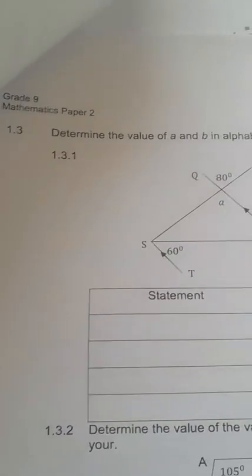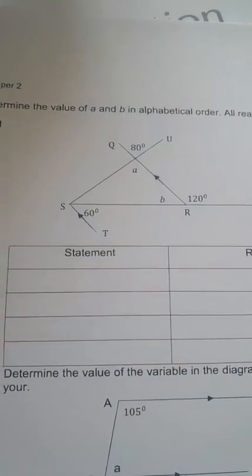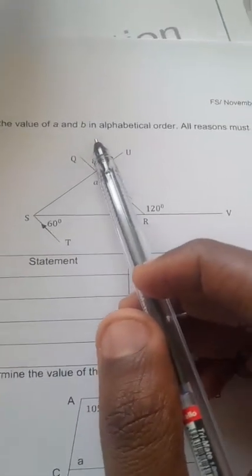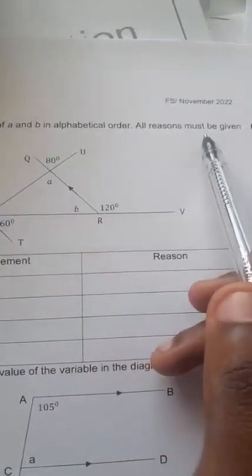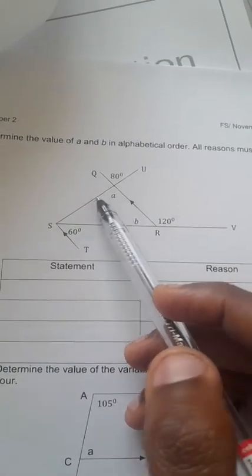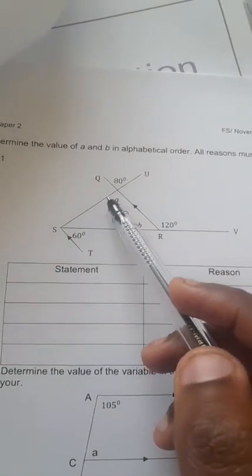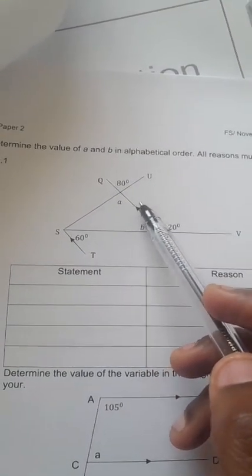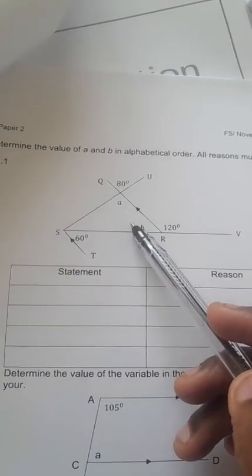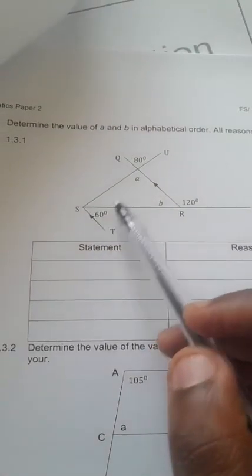Let's move on to 1.3.1. Determine the value of A and B in alphabetical order. All reasons must be given. The value of A and B in what? In alphabetical order. All reasons must be given. So this is the A, small letter A. This is the B, small letter B. So far in this diagram, we have A, small letter A, and B. Okay. So now we are supposed to calculate, giving all reasons, all right? We need to find A and B.